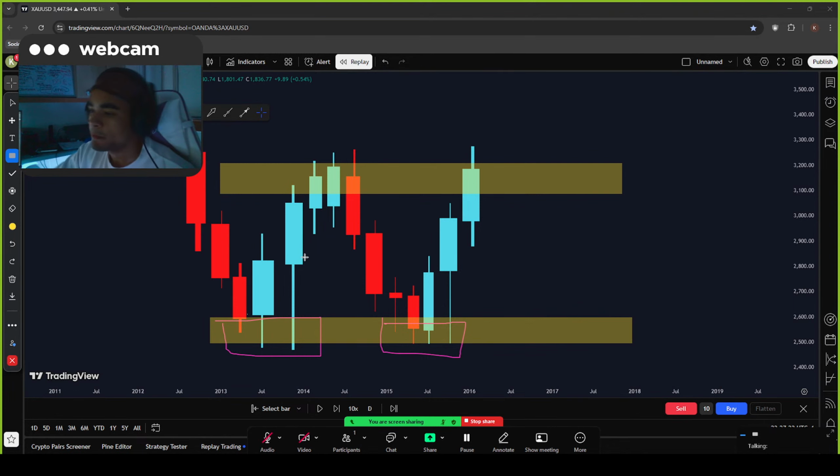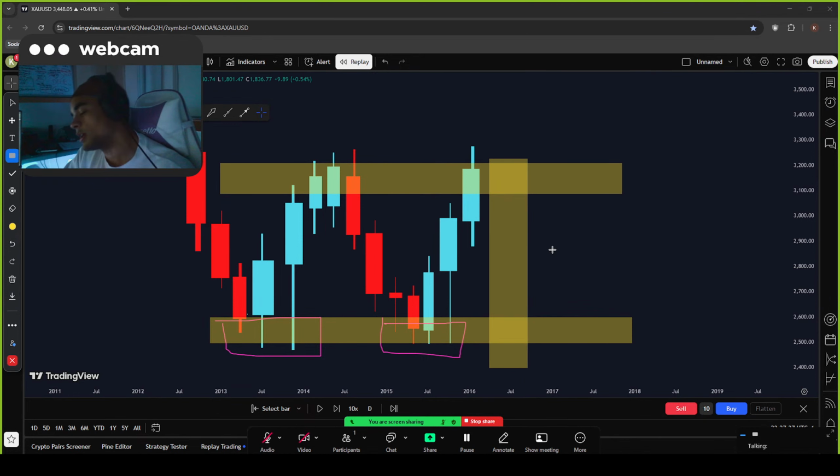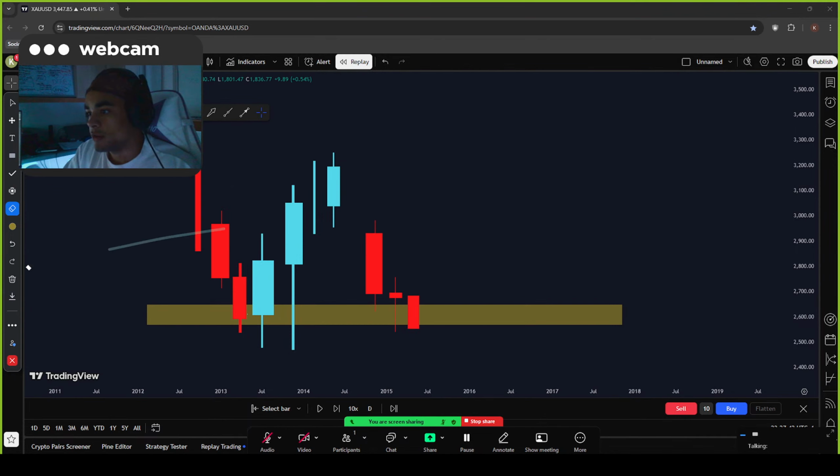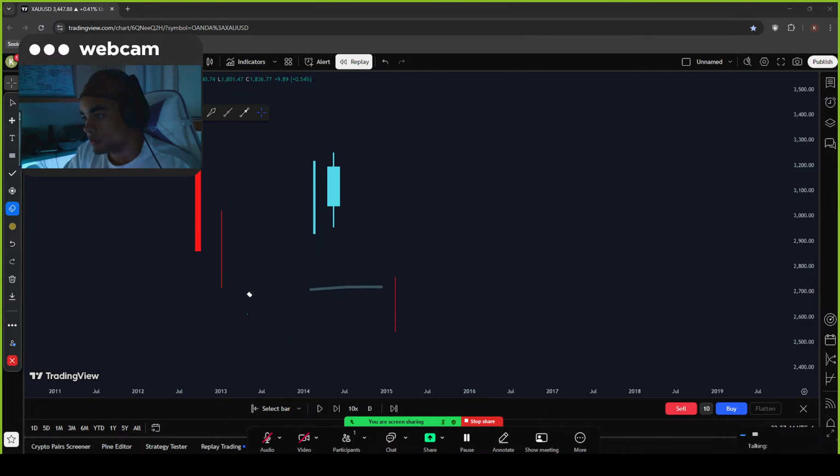Why is it the floor and the roof? When it taps the ceiling, or the roof, it comes down. And when it taps the floor, it goes up. Think about a bouncing ball, okay? If you throw a ball at the ground, it's going to bounce up. And if you throw a ball at the roof or the ceiling, it's going to come back down. Okay, that is resistance and support. That is what I mean by high traffic areas, alright? So let's just get rid of all this. Delete, delete, delete, delete, delete.